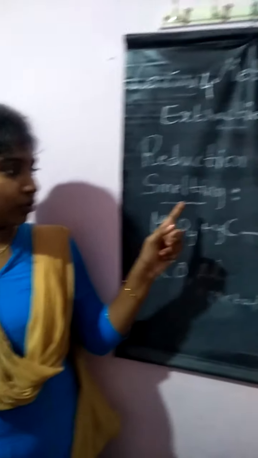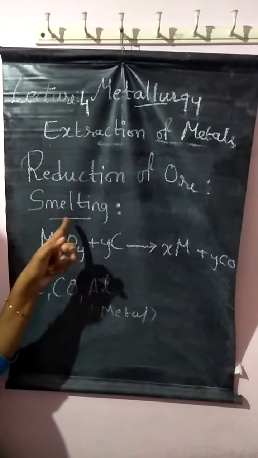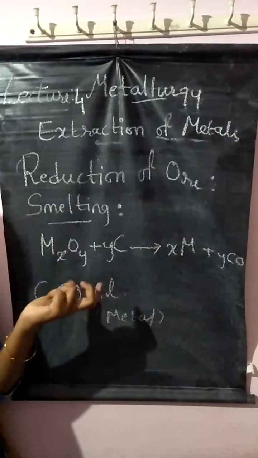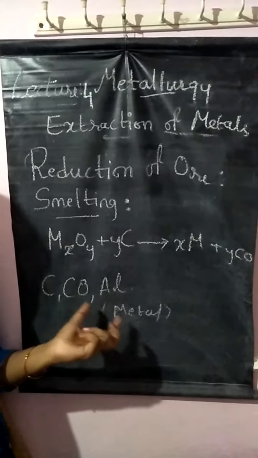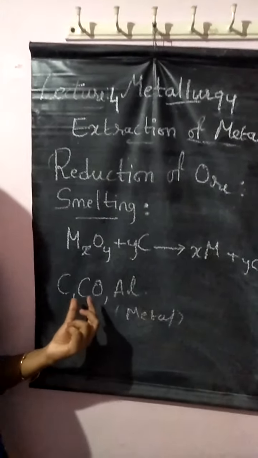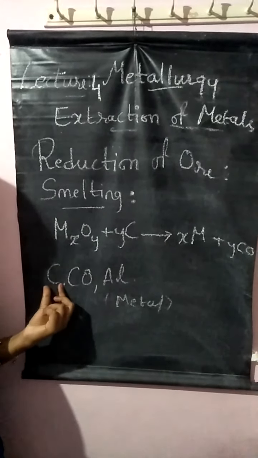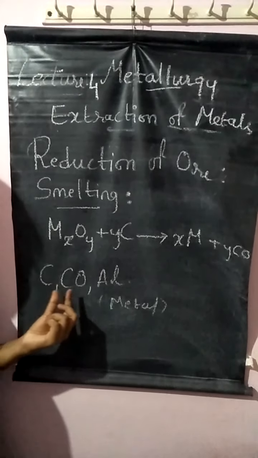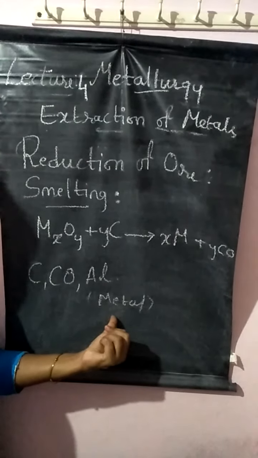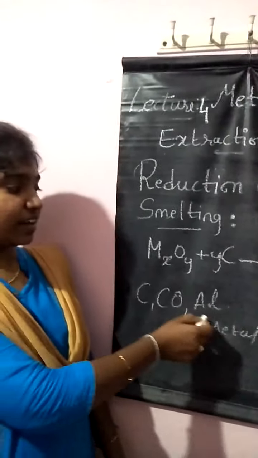So for reduction of the ore, we have come to the last process, that is smelting. Smelting is the technique which is used for the reduction of the ore, that is heating the ore with suitable reducing agents. Generally, the reducing agents used can be carbon monoxide and aluminium. A metal also can be used as a reducing agent. So these three are the reducing agents.